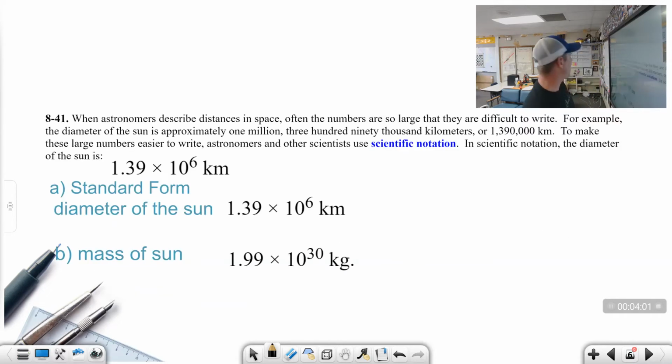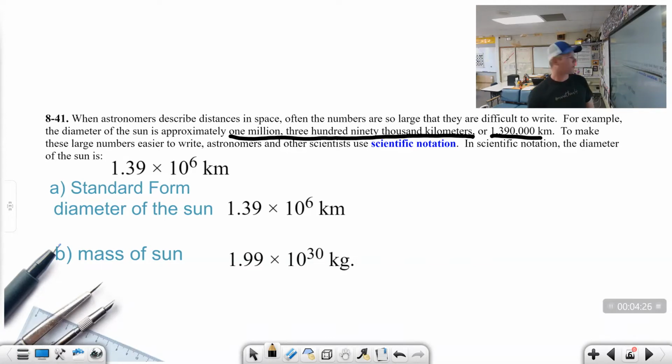Now, let's go ahead and jump into problem 41. This is where you are starting off. This is at the top of your page. When astronomers describe distances in space, oftentimes numbers are so large that they are difficult to write. Right? Scientific notation is an easier way to write numbers. For example, the diameter of the sun is 1,390,000 kilometers. Wow, that's a lot of letters.